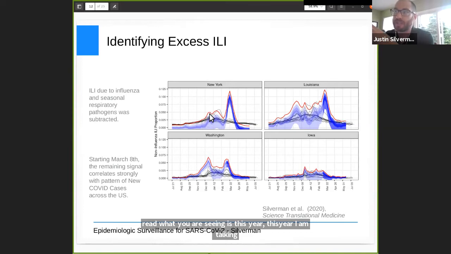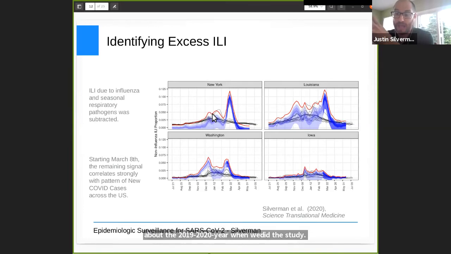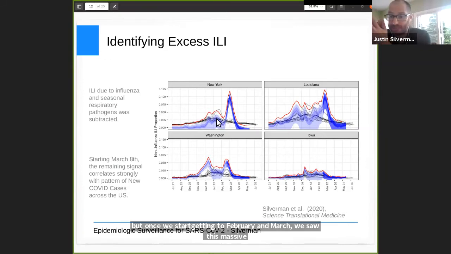There, what you saw was that it was a particularly bad year for upper respiratory infections, just at baseline, even up to December. But then once we start getting into February and March, we saw this massive peak. We called this the ILI surge. We saw it pretty much in every state around the US, but to different degrees.